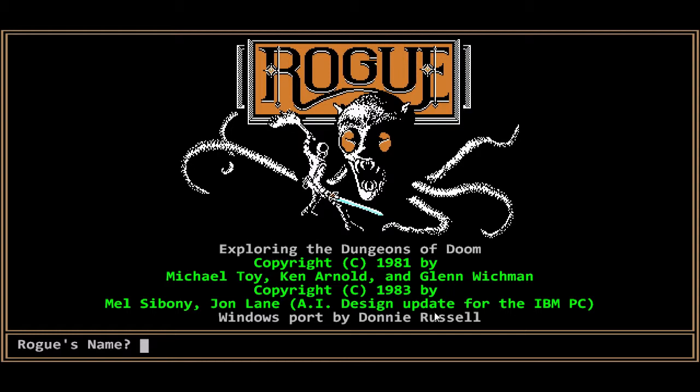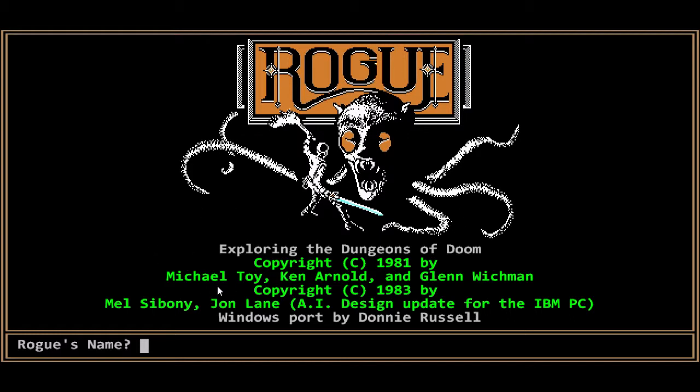for DOS, of course. And this DOS port has been ported to Windows by Donny Russell. And this version here, Classic Rogue 2.5 to be exact, uses a tileset made by Oryx Design Lab.